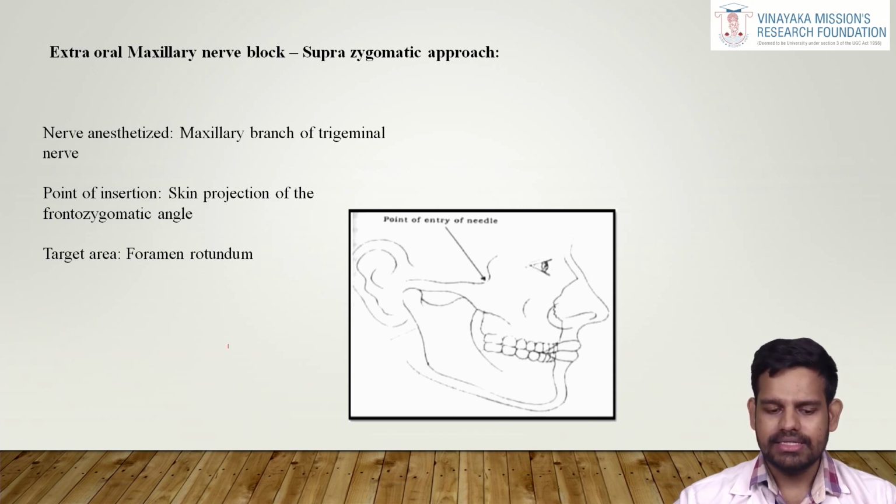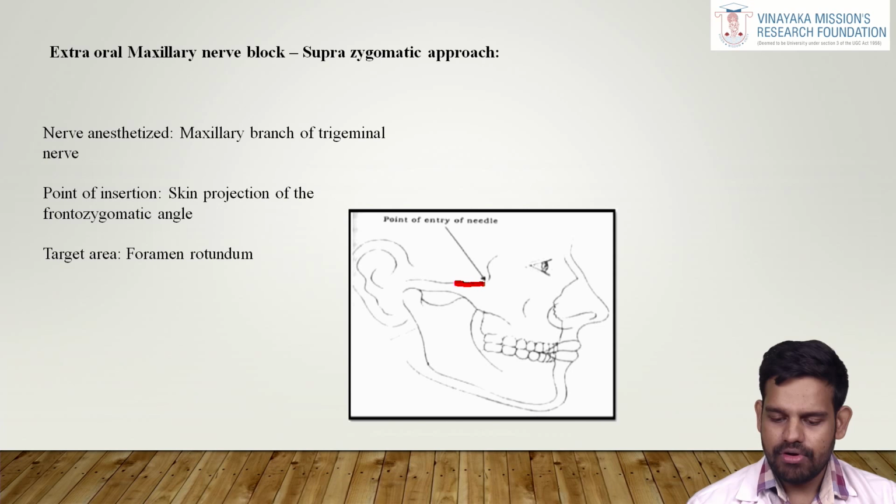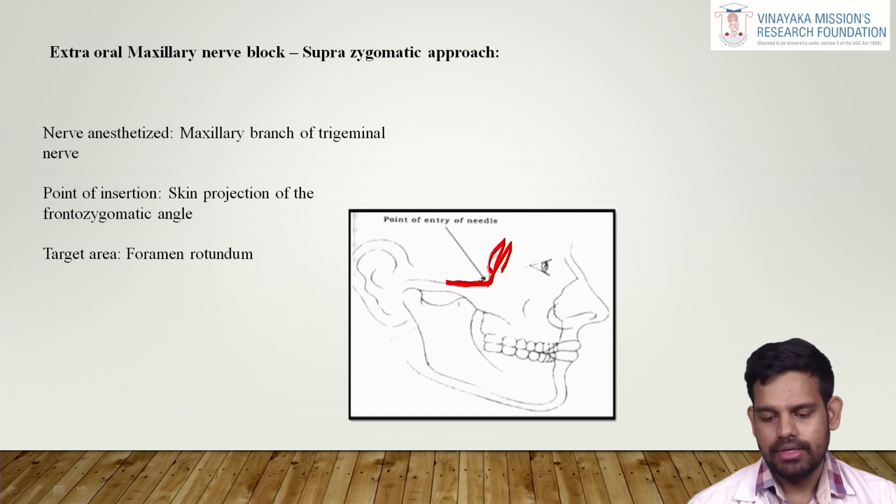Here the nerve anesthetized is the maxillary branch of the trigeminal nerve. The entire maxillary nerve is anesthetized with this technique. Here the point of insertion is the skin projection of the frontozygomatic angle. This is the frontozygomatic angle. So this is the zygomatic bone, and this is the frontal process of the zygomatic bone. So the point of entry of the needle is injected here. This is above the zygomatic bone, that's why it's called the suprazygomatic approach.